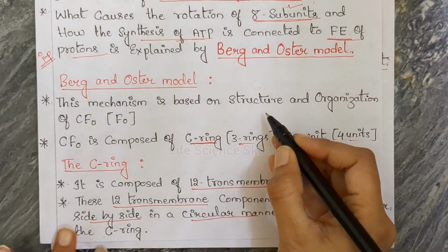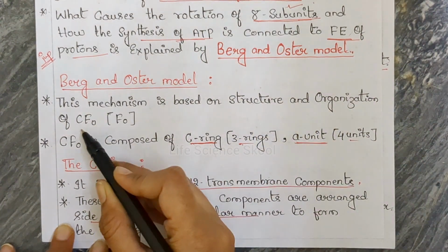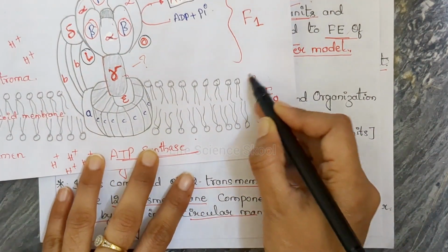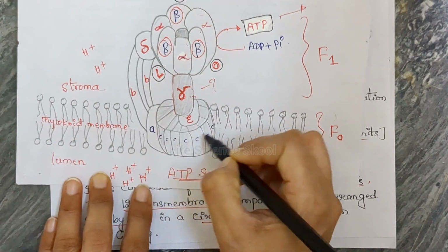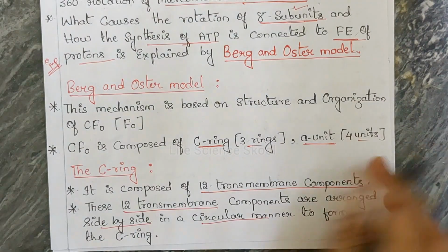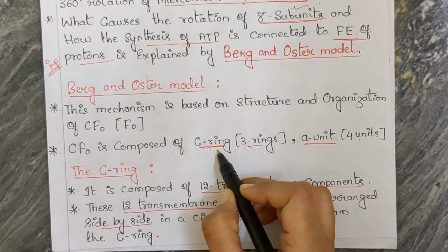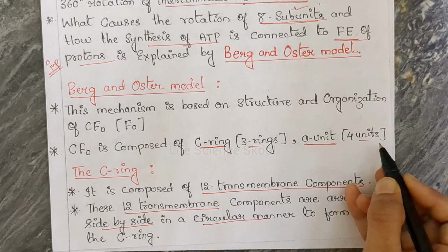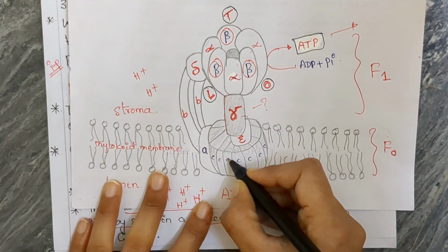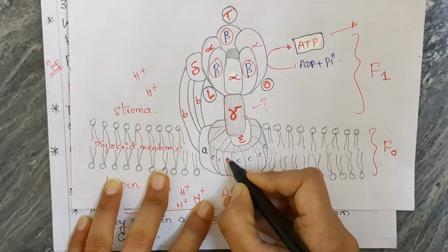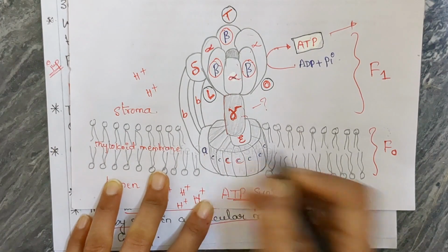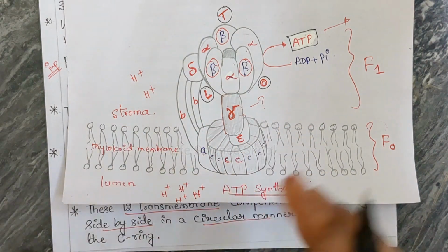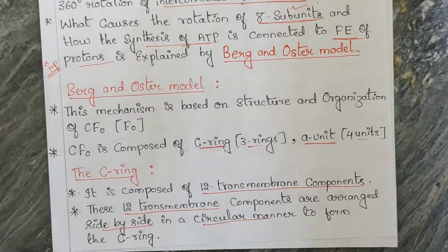This mechanism is based on the structure and organization of CF0. CF0 means the F0 region, so now we are going to talk about this F0 region. This CF0 is composed of the C ring, which in some books is also referred to as 3 rings, and the A unit, that is 4 units. So F0 is made up of the C unit and also the A unit. Please observe the diagrams I am showing here so that the concept is easy to understand.